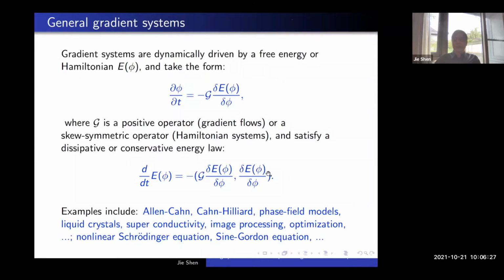There are many, many examples. Some well-known examples are Allen-Cahn equations, Cahn-Hilliard equations, phase field models, liquid crystal models, superconductivity, image processing, and lots of optimization problems. Those are dissipative systems. And you could also have a conservative system like nonlinear Schrödinger equations, Sine-Gordon equations, etc.